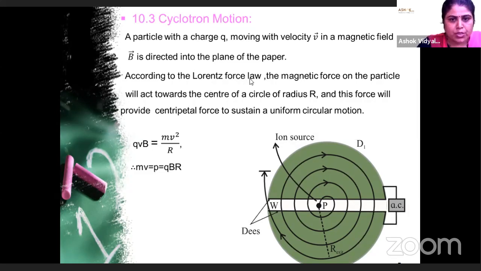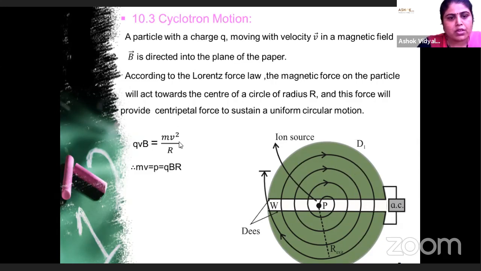According to the Lorentz law, the magnetic force on the particle will act toward the center of the circle of radius r, which is also called the centripetal force. This force is provided to sustain a uniform circular motion. That means the particle revolves in a circular motion because of these two forces. That means this magnetic force is balanced by the centripetal force.